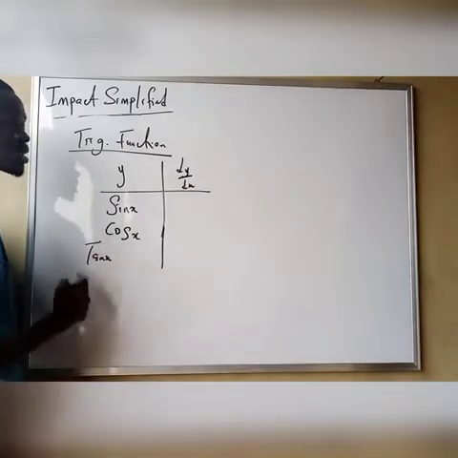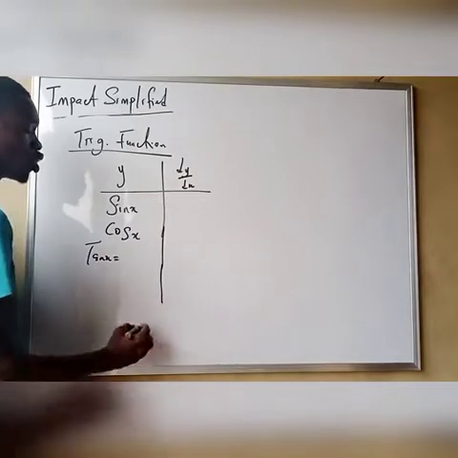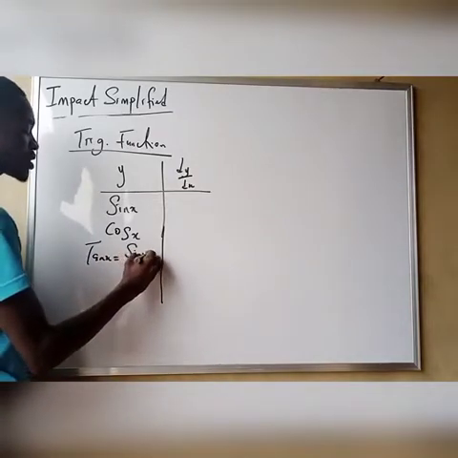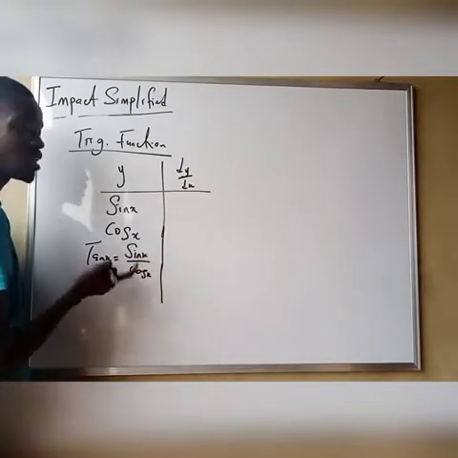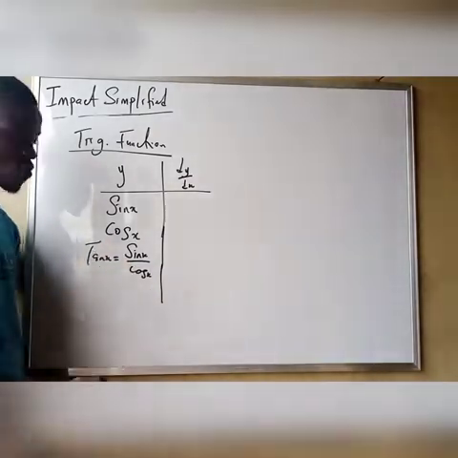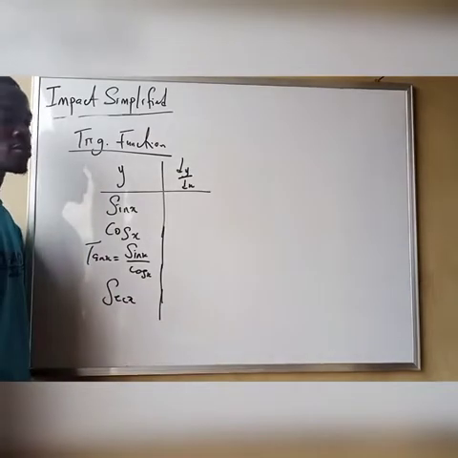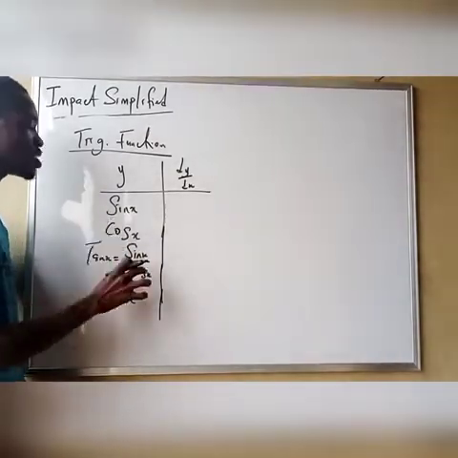Now, we have to understand the meaning of sin x, the meaning of cos x. And again, we need to note that tan x has a formula that relates with sine and cos. That means your tan is sine over cos. And also, we need to know the differential of sec x. So please, this table, we need to know it.